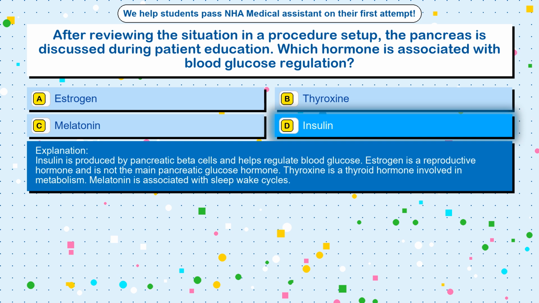Insulin is produced by pancreatic beta cells and helps regulate blood glucose. Estrogen is a reproductive hormone and is not the main pancreatic glucose hormone. Thyroxine is a thyroid hormone involved in metabolism. Melatonin is associated with sleep-wake cycles.